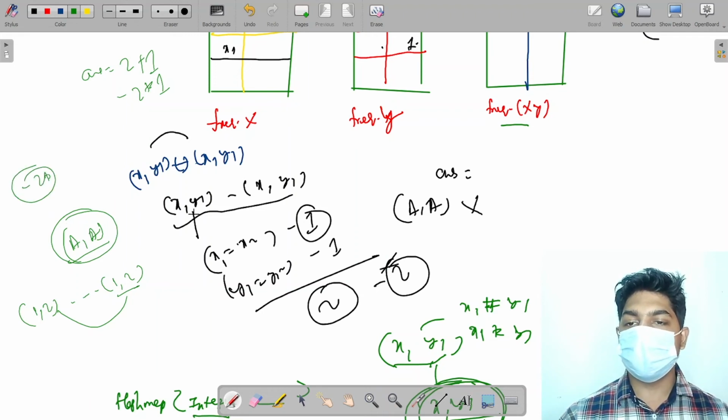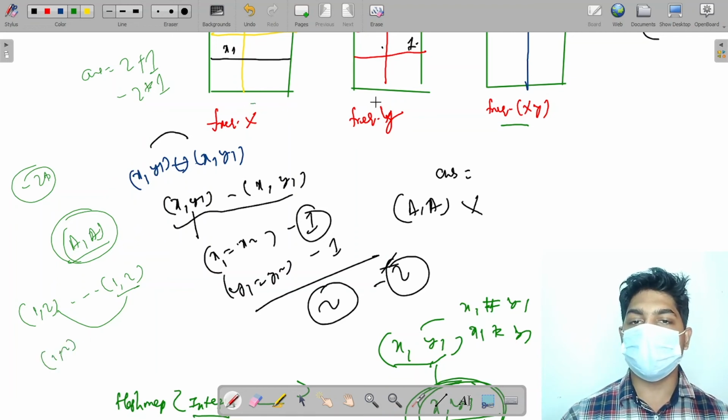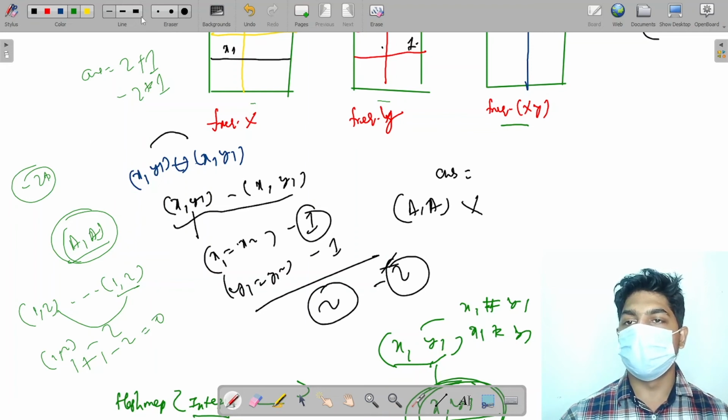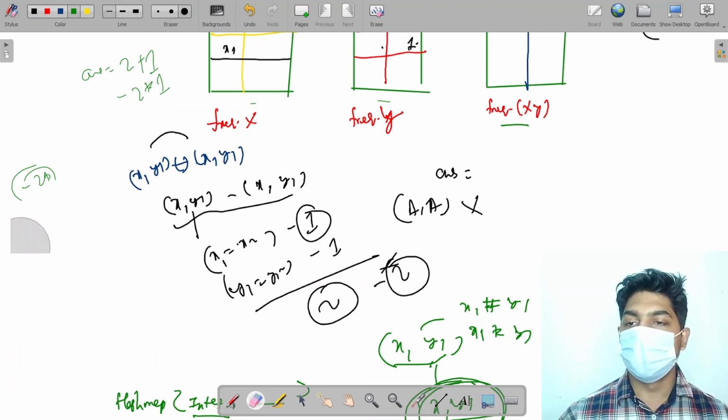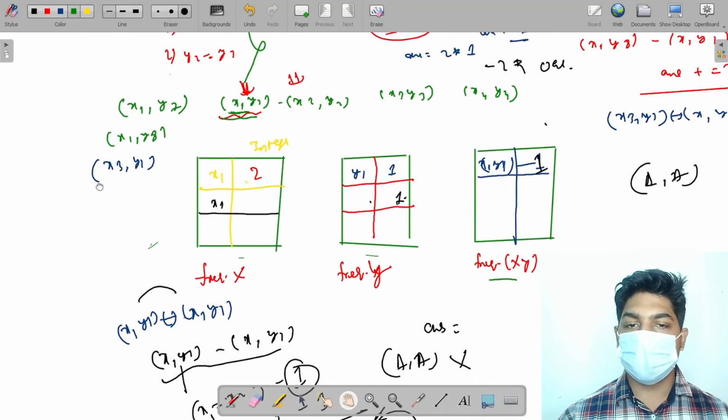And why twice? Because once we are adding for x of 1 comma 2, and once we are adding for y, the y coordinate. So we want to subtract both x and y, so we are subtracting 2. So 1 plus 1 minus 2 is 0 only. So this is cancelling the effect. Okay, this was why we were subtracting twice. I explained it again, but no problem.